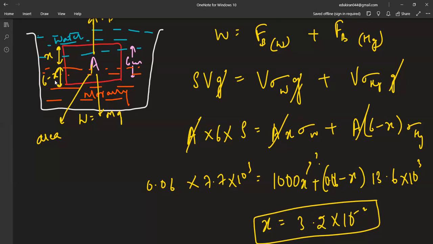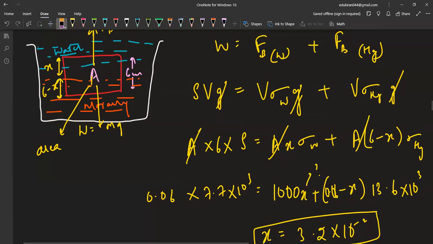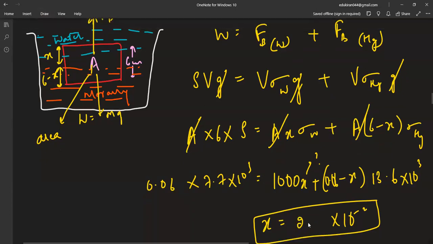Ma'am, I'm getting 2.8 into 10 raised to negative 2. How much? 2.8 into 10 raised to negative 2. Okay, this is fine, 2.8. Yes, ma'am. Someone else also cross-check it. It would be then 2.2, because I didn't calculate it right now. 2.8.